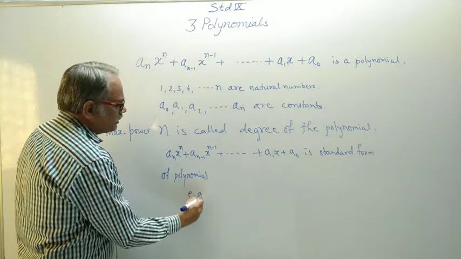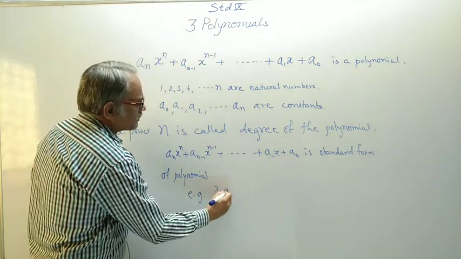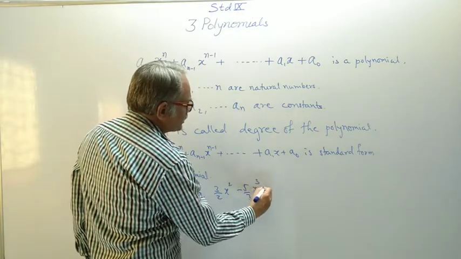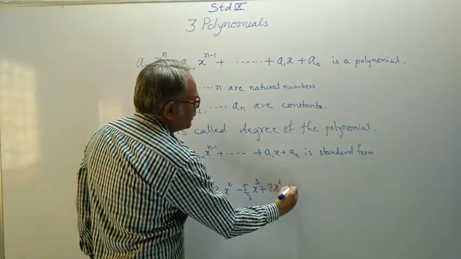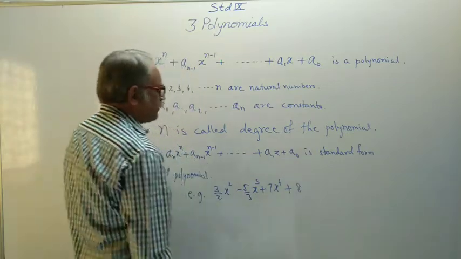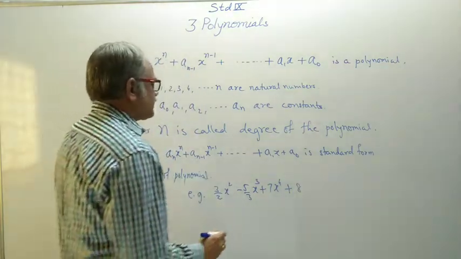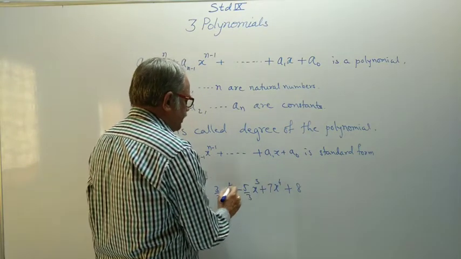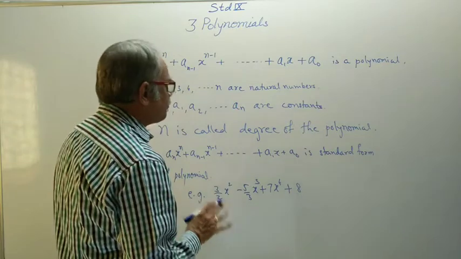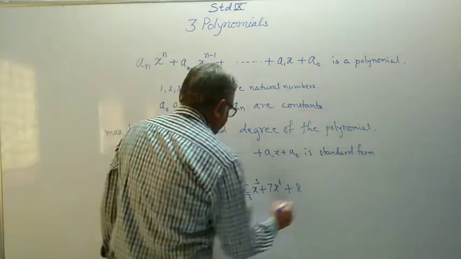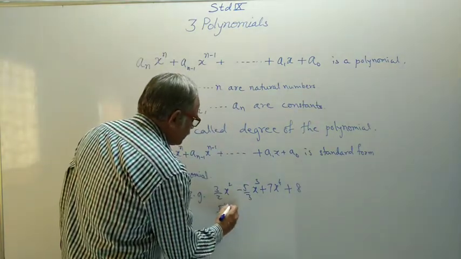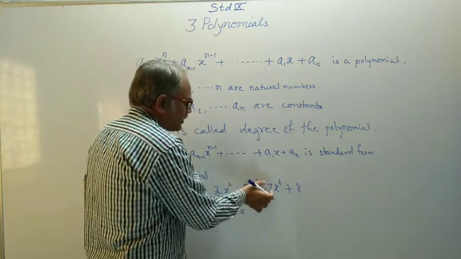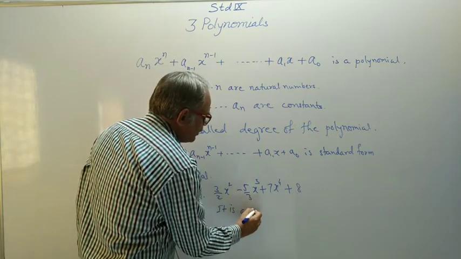For example, 3 by 2x square minus 5 by 3x cube plus 7x raised to 4 plus 8. See the indices. It is a constant term. The x terms have index 4, 3, 2, which are natural numbers. So it is a polynomial. This may be fraction a1, a0, etc. It is a polynomial.